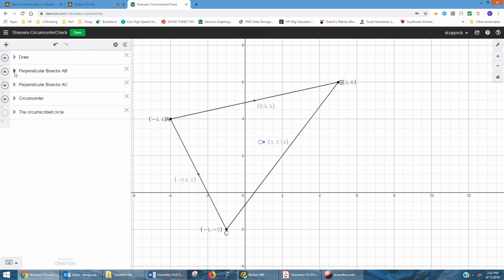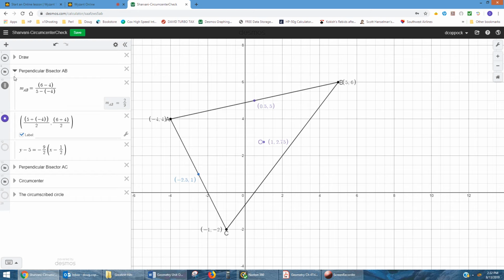So here's how I calculated the perpendicular bisector of AB. That's this segment right here. I found the slope of AB, which is the change in y, 6 minus 4, over the change in x, which is 5 minus -4, which turns out to be 2/9. I found the midpoint of that segment using the average of the x's and the average of the y's, and that's this point, (1/2, 5).